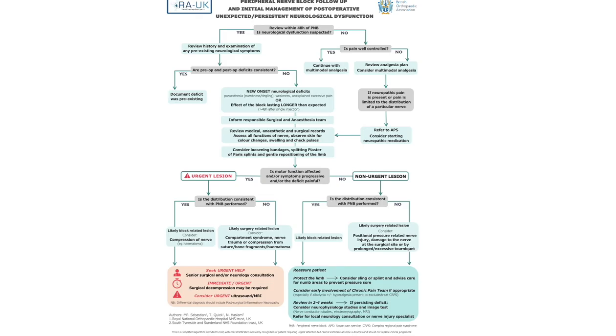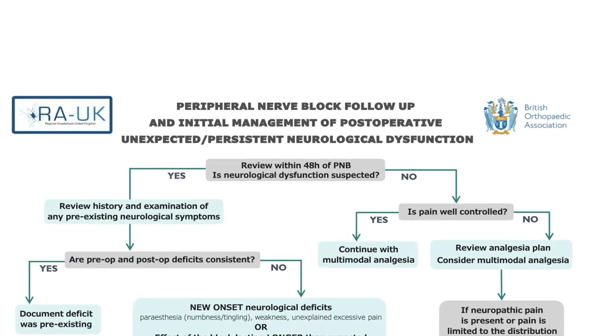So this is the RA-UK peripheral nerve block follow-up, initial management of post-op unexpected persistent neurological dysfunction. It looks very small, never mind, we'll zoom in.